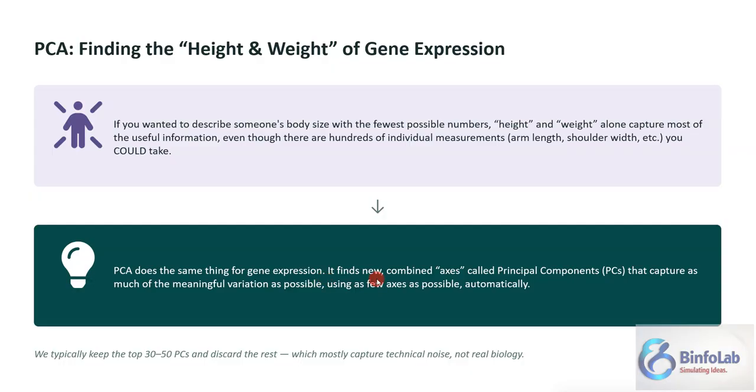It finds new combined axes called PCs, principal components, that capture as much of the meaningful variation as possible, using as few axes as possible, automatically. If you are unaware of what PCA does, then I would suggest you read something about the PCA.